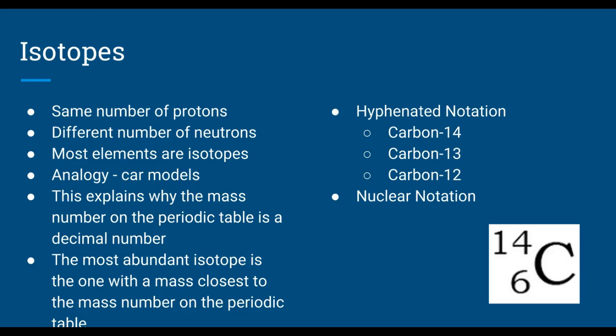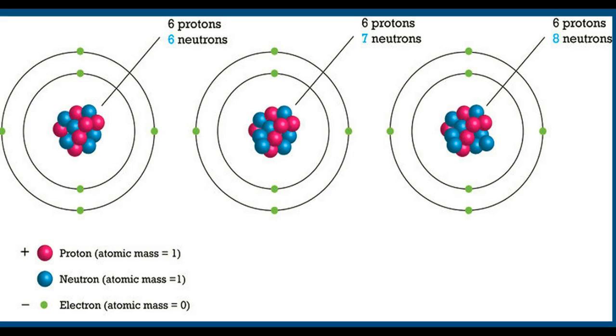We can also indicate which isotope we are working with using nuclear notation. In this case, we write the symbol for the element, and to the left, as a superscript, or on top, we write the mass number for that particular isotope, and to the left at the bottom, or as a subscript, we write the atomic number for that isotope. Let's take a look at some isotopes of carbon.